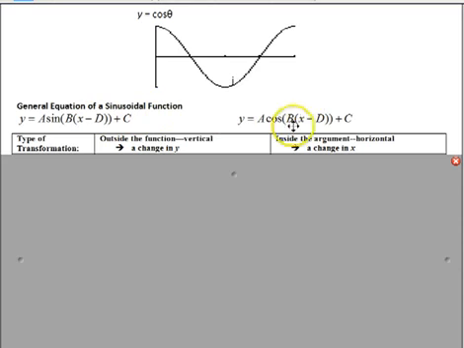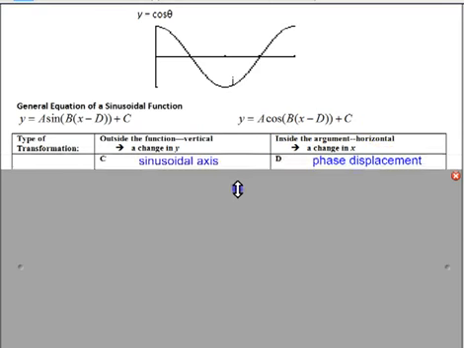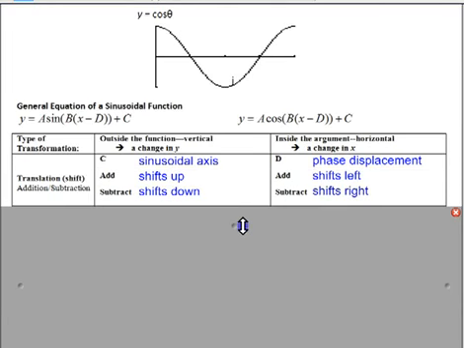B and D, however, are inside the function, or inside what's called the argument of the function. They affect the horizontal direction of the graph, or they cause a change in x. Now let's look at addition and subtraction first. What happens when we change C?